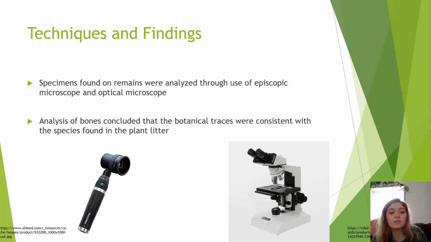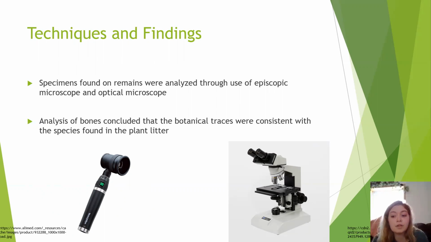All right, and for the technique and findings. The specimens found on the remains were analyzed through the use of the episcope microscope and the optical microscope. The episcope microscope is a critical aspect of observation as it uses fluorescence. This method of illuminating specimens is effective because it reveals features on certain types of plants and everything that you might not be able to see by the naked eye.